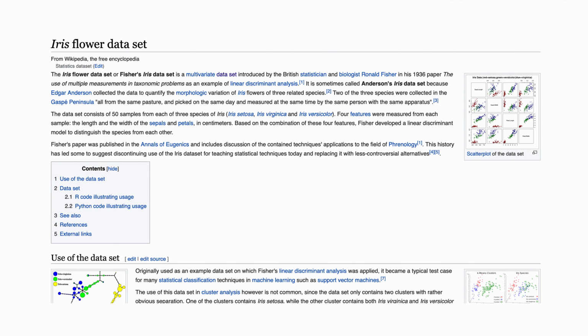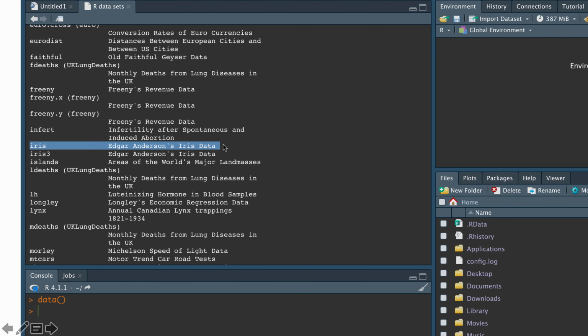As further proof that it's a very common dataset, the iris flower dataset has its own Wikipedia page, and it's also one of the few datasets that is pre-loaded into R. So once you install R, you don't need an R package to load in the iris flower dataset. It's one of the pre-packaged R datasets that you can get with any R installation.